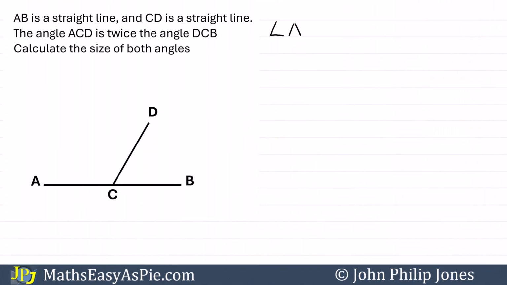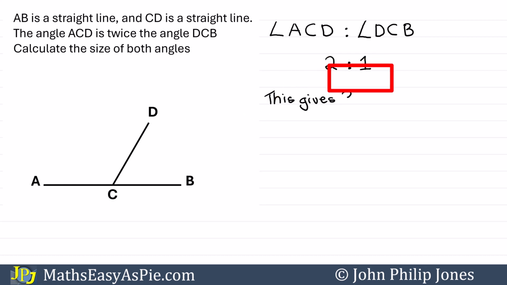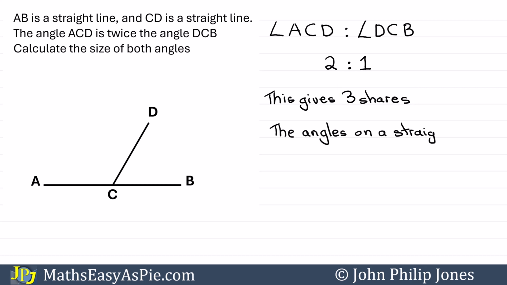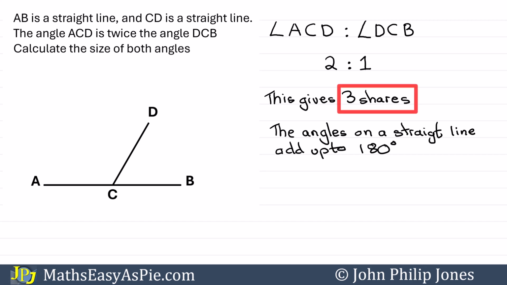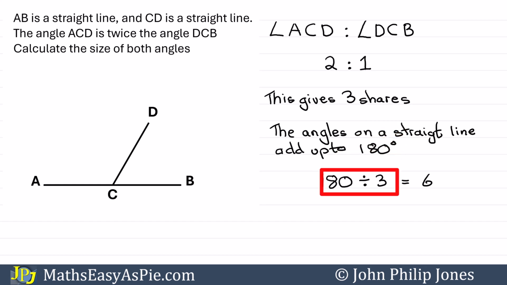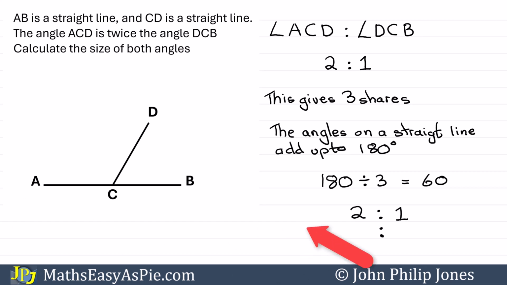The ratio of the angle ACD to the angle DCB is 2 to 1. This gives 3 shares. The angles on a straight line add up to 180 degrees. We know there are 3 shares, so we take this 180 and we divide it by 3 to give us 1 share.